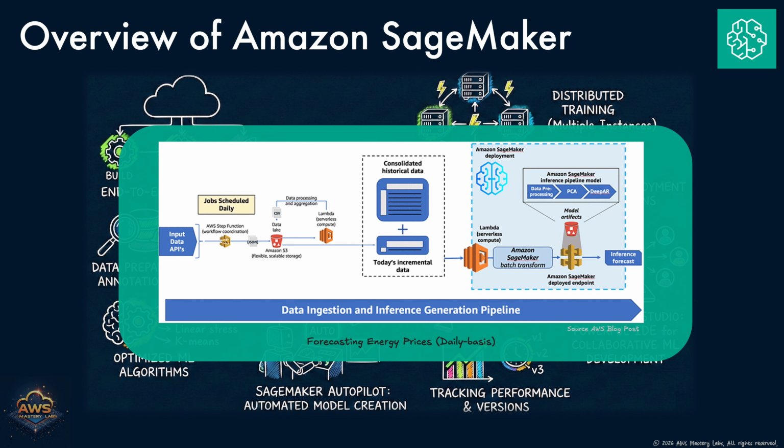For training large models or handling massive datasets, SageMaker supports distributed training. This lets you scale out training jobs across multiple compute instances for faster, more efficient results. And when you're ready to take your model beyond the cloud, SageMaker supports edge deployment using SageMaker Edge Manager. This allows you to push models to edge devices, like sensors, cameras, or mobile devices, so they can make predictions locally, even with limited connectivity.